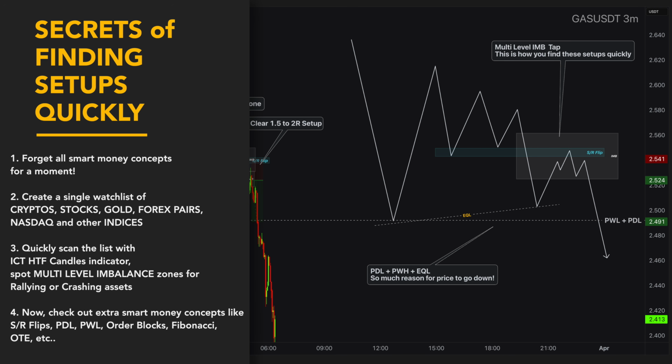First of all, I want you to forget all of the smart money concepts for a moment. Do not bother. I do not care for PDL, PWL, equal lows, imbalances, or anything else. Secondly, create a broad watch list of crypto futures, stocks if you want, Forex pairs maybe, gold, Nasdaq, or other indices. Collect them in one single list.